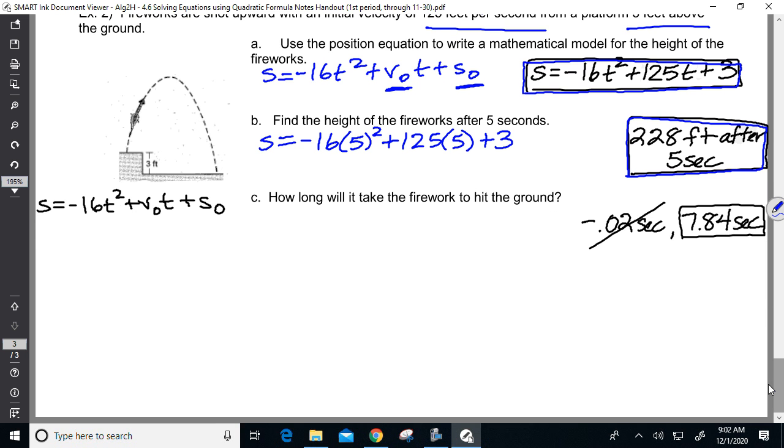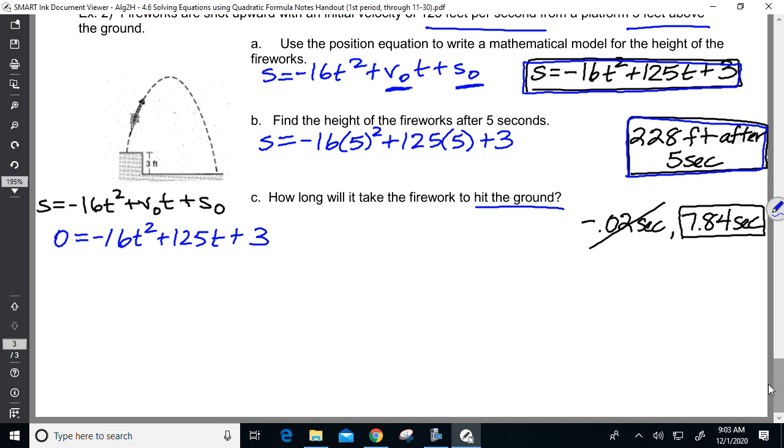The last part is where the quadratic formula comes into play. How long will it take the firework to hit the ground? So if it hits the ground, that means your height is 0. So 0 equals negative 16 t squared plus 125 t plus 3. So now you don't know the time, that's what we're trying to figure out.